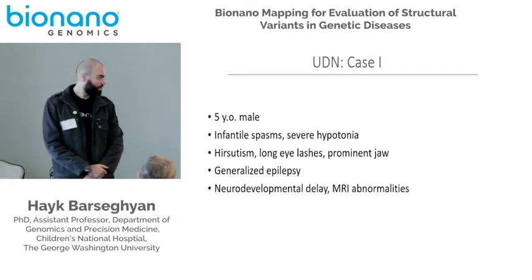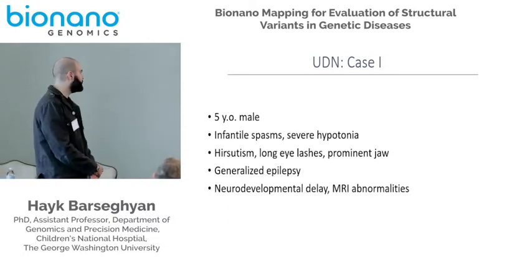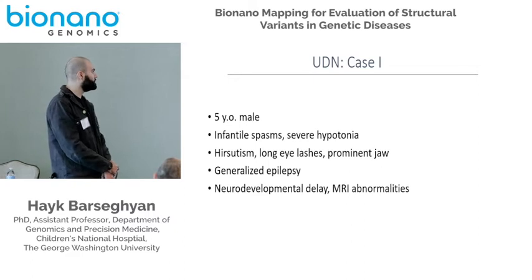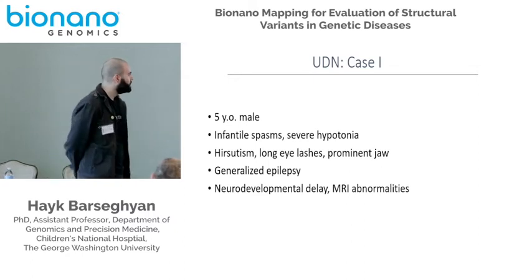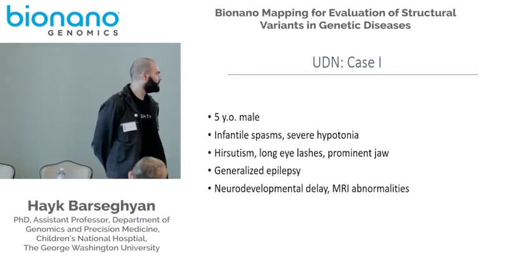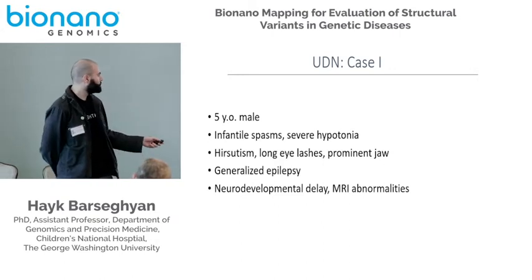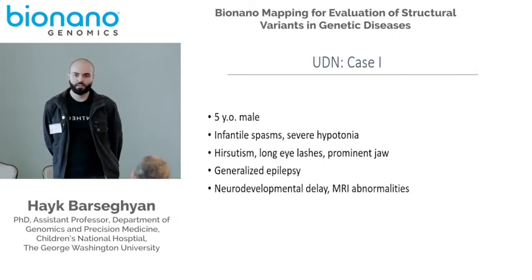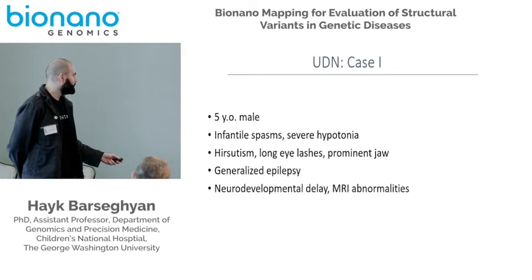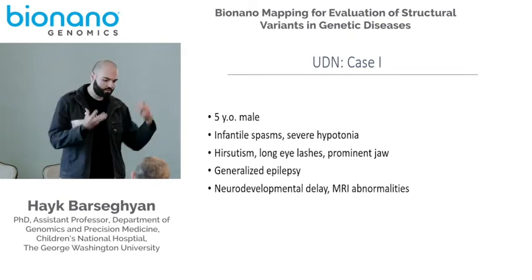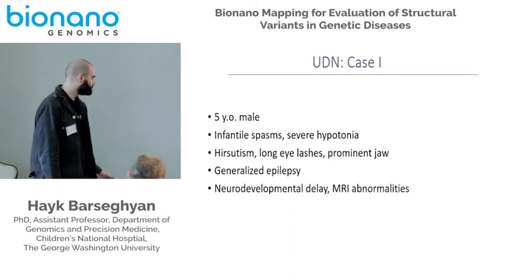So the UDN cases. The first case is a 5-year-old male with infantile spasms, severe hypotonia, long eyelashes, prominent jaw, generalized epilepsy, and neurodevelopmental delay, with MRI showing some brain malformations.